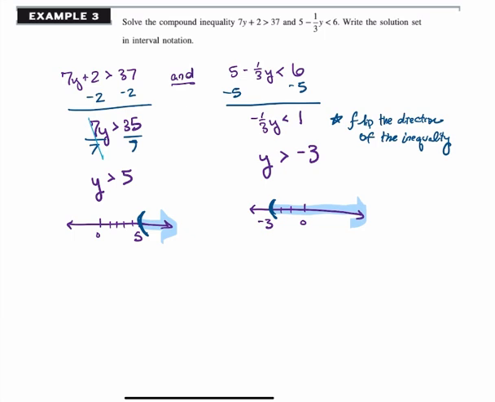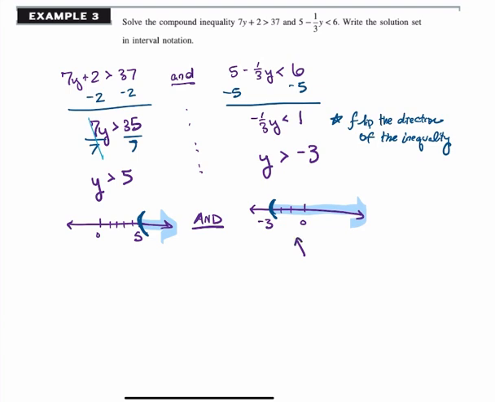And so let's keep in mind this is an "and" situation. We want the intersection of these two solution sets. So we have our two solution sets, and we need to think about where they intersect, where they overlap, where we would be inside of each of these at the same time. On the left side, it's everything greater than 5, but not including 5. And on the right, everything greater than -3, but not including -3.